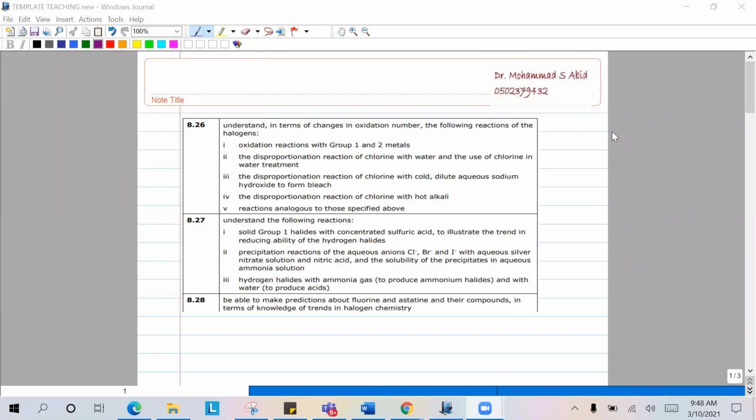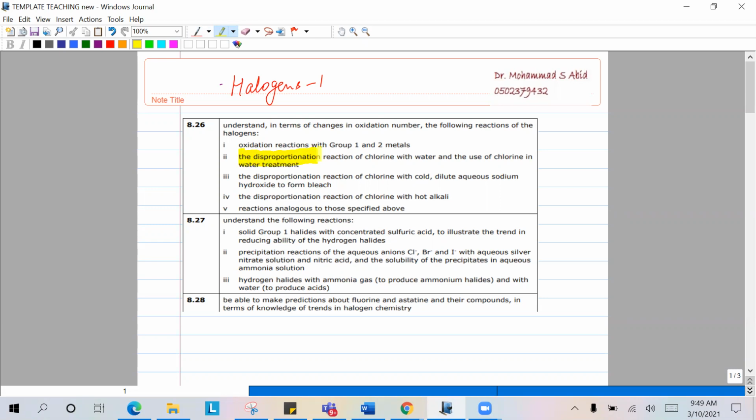Okay, today we continue with the topic of halogens. We did the initial part of the trends, how the ionization energy is changing and the colors are changing. Then we talked about their reactions. Now we move on to the next thing, that is the disproportionation reaction.